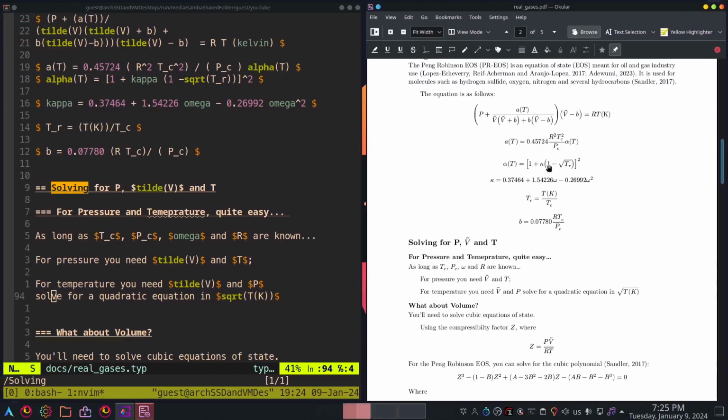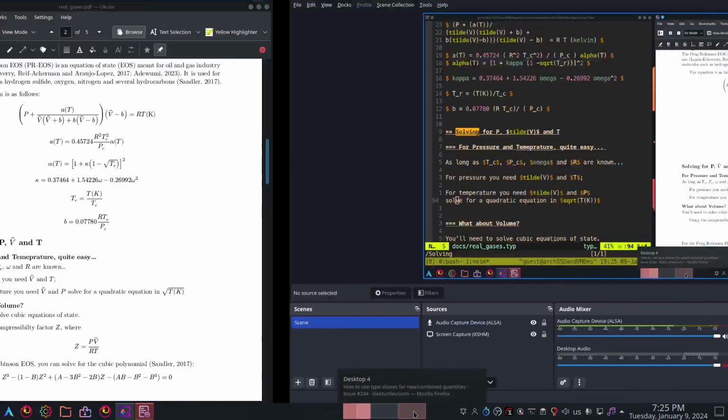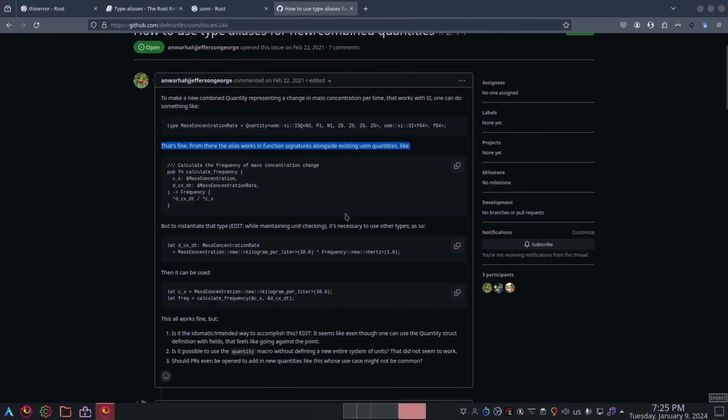So how do we deal with this square root term? You will immediately notice that to solve for the temperature in square root of temperature, we will need to define a new unit. Unfortunately, that isn't quite a trivial thing for units of measure.